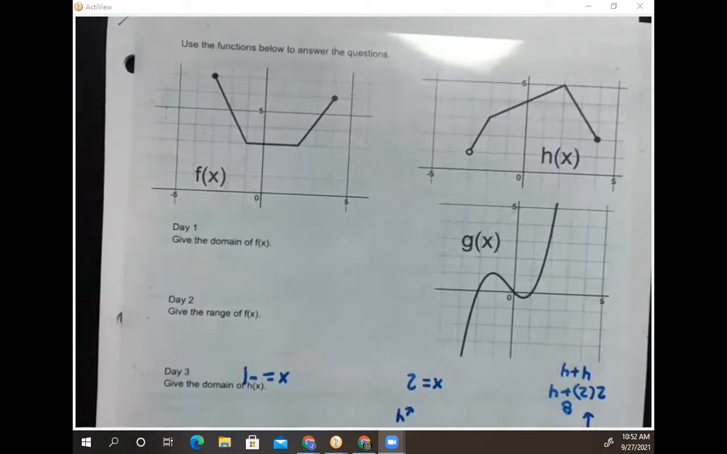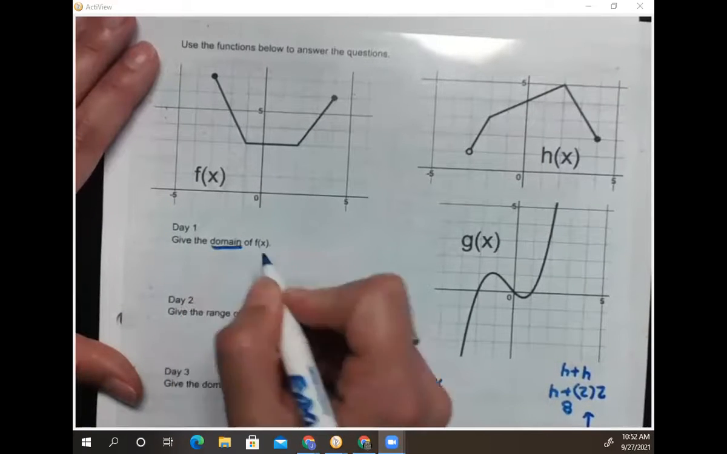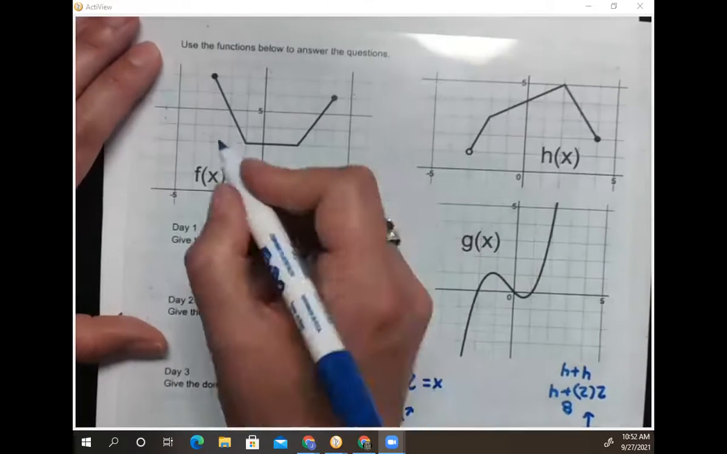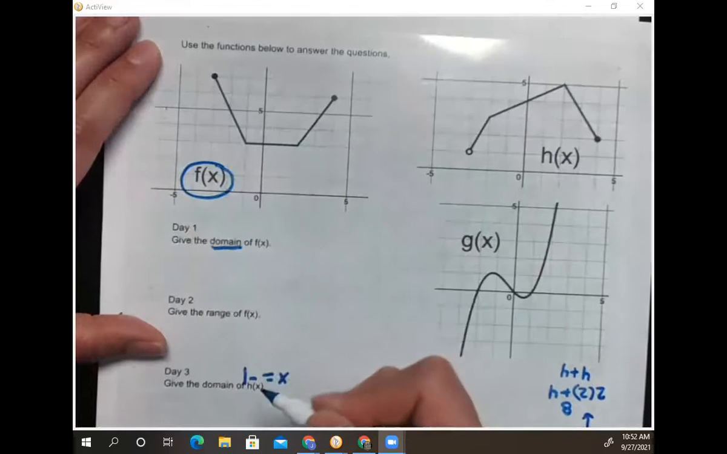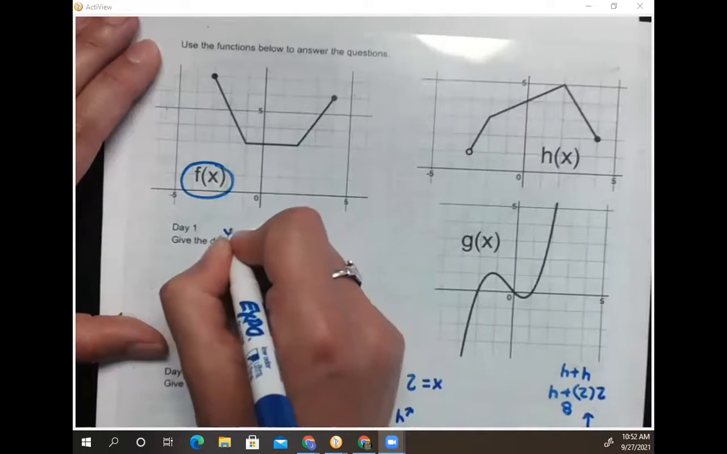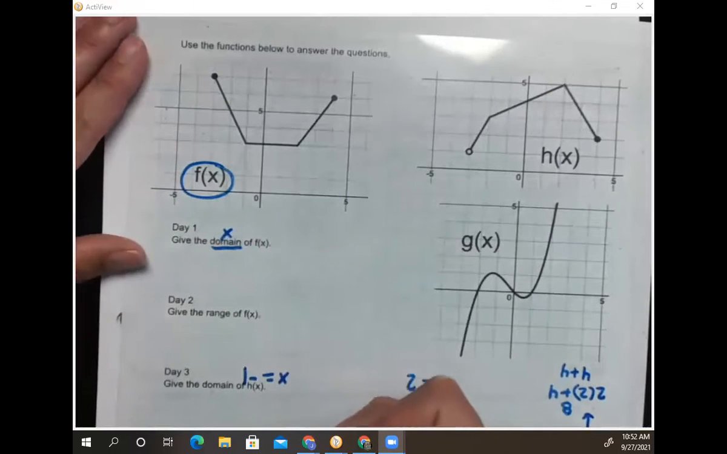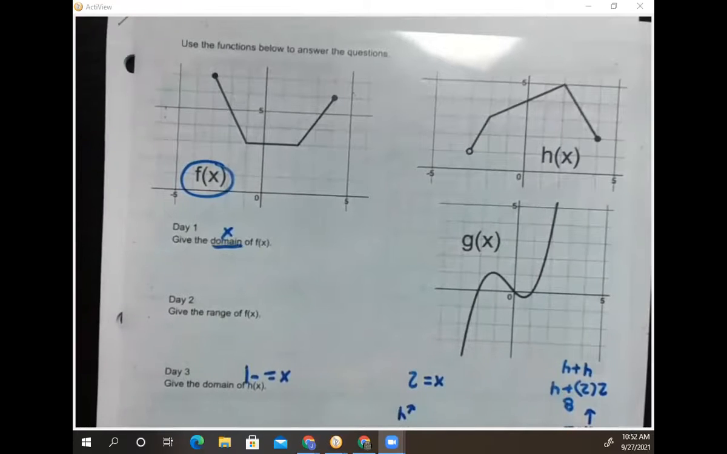So for our first problem, I want to give the domain of f of x. So I'm looking at this graph here, f of x. And remember, domain refers to our x values. When we're giving the domain, we're going to start by stating the lowest x value we can have, and then the highest x value we can have.